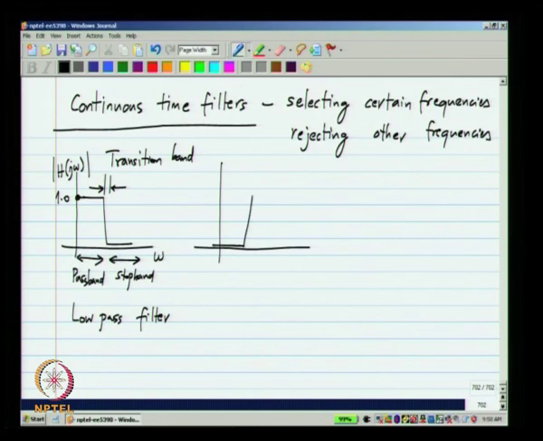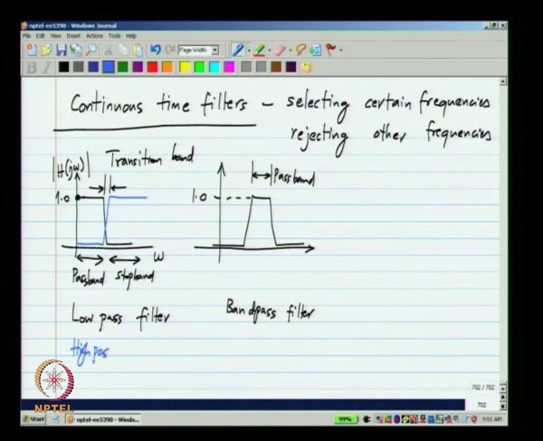And there is a type that rejects both low and high frequency signals and allows some intermediate frequency signals, this is the pass band. And this is known as a band pass filter. And there are filters that are complementary, that is something that rejects low frequencies and allows high frequencies, and such a thing is known as a high pass filter. And there are also filters that reject a certain band but allow higher and lower frequencies, and those are known as band stop or band reject filters.